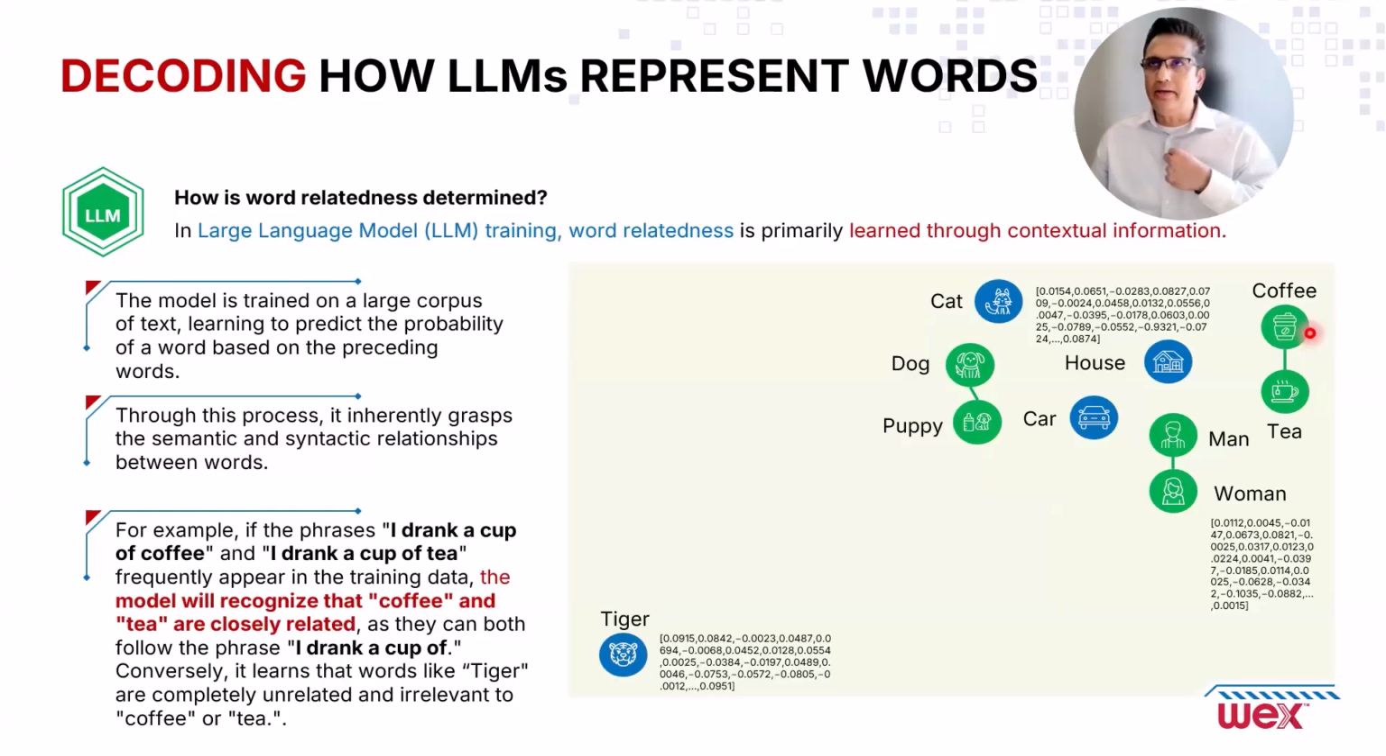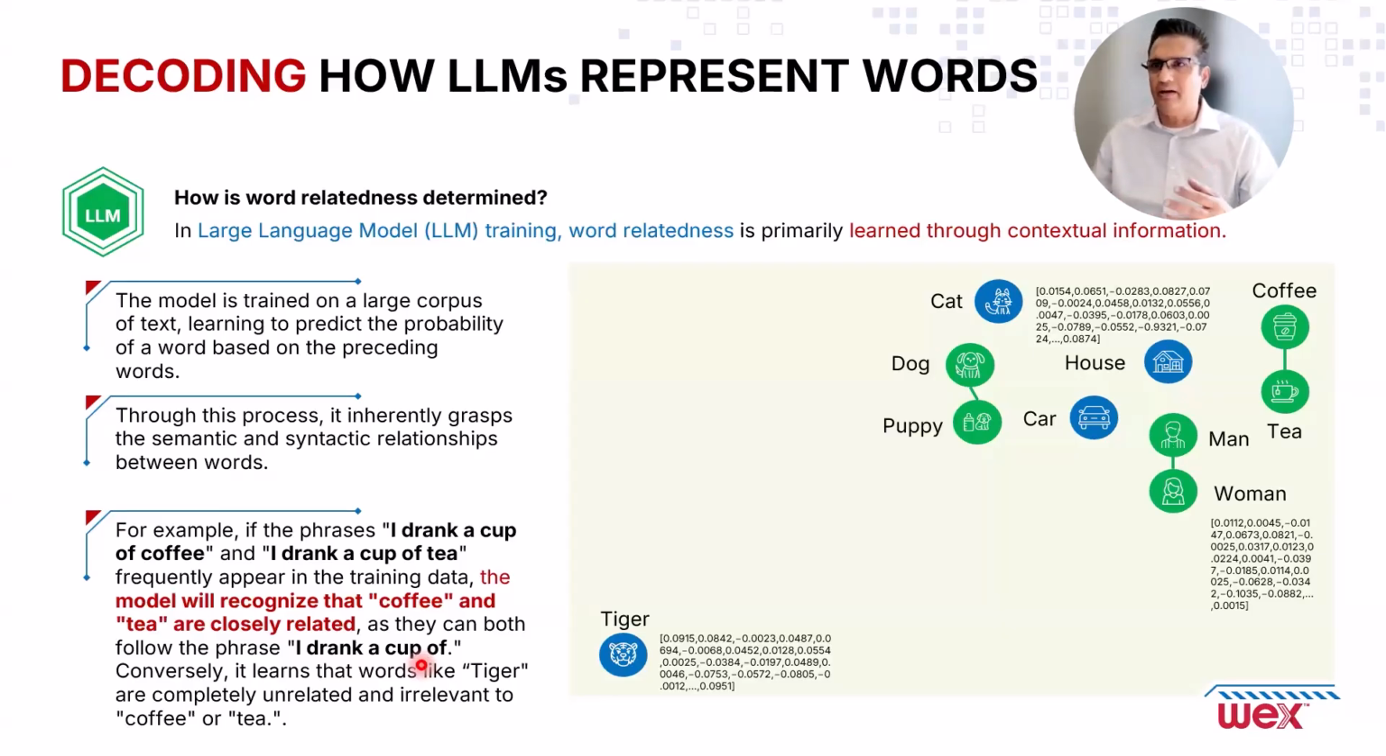I believe what happened is that it came across the phrases "I drank a cup of coffee" and "I drank a cup of tea" millions and millions of times. So during the learning process, the LLM figured out that the words coffee and tea must be closely related to each other, because these two words are always following the phrase "I drank a cup of." It never experienced "I drank a cup of tiger" or "I drank a cup of house."